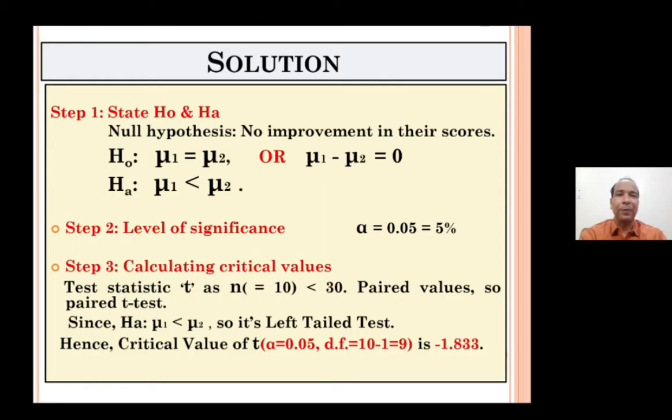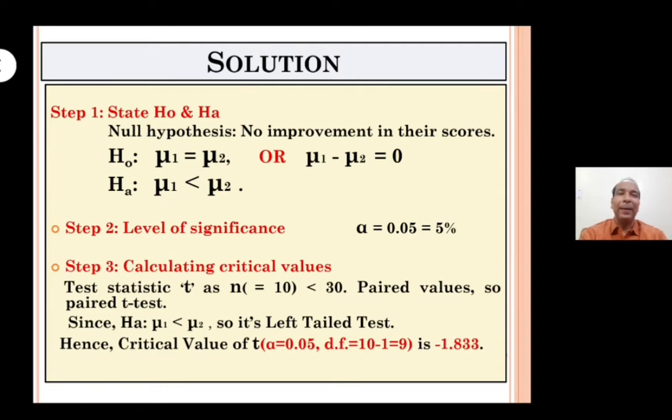Now let's see how the process of hypothesis testing goes. In step 1, we state the null and alternative hypotheses. So the null hypothesis is mu1 is equal to mu2. That means mu1 minus mu2 equal to 0. That means mu d is equal to 0.